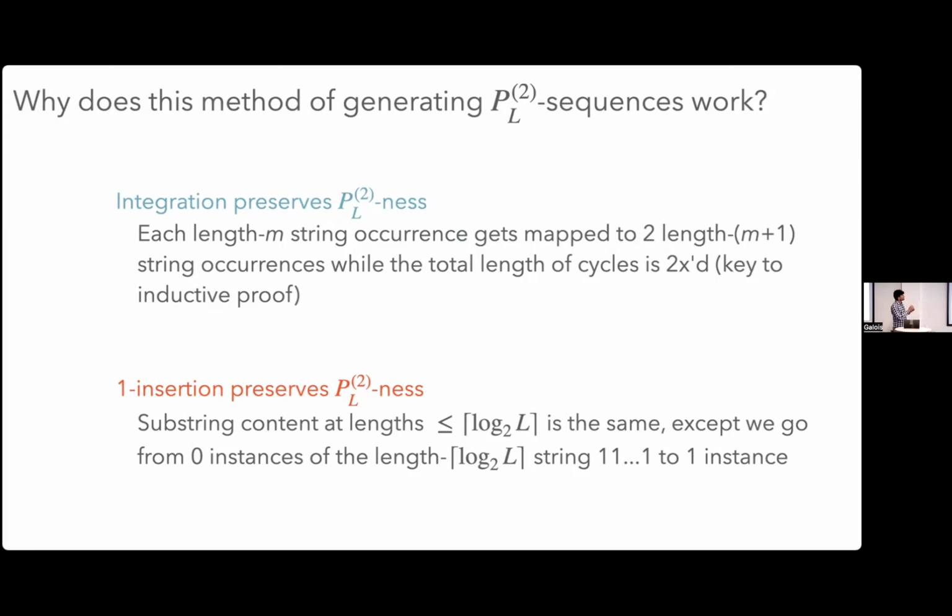Each length m string occurrence gets mapped to 2 length m plus 1 string occurrences, while the total length of the cycles is multiplied by 2. And 1 insertion preserves P2L-ness because your substring content is basically the same, except you're going from 0 instances of an all 1 string to 1 instance of that all 1 string, and you're permitted either 0 or 1 instance.